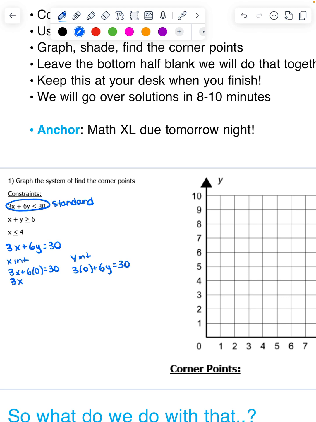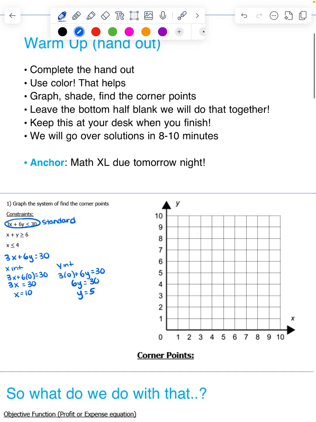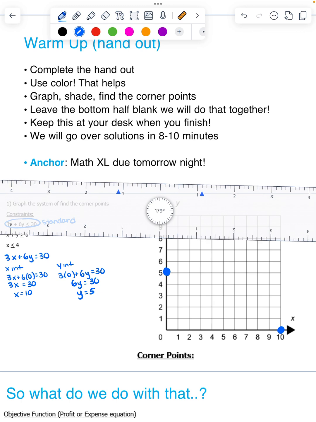So I end up with 3x plus 0, which is just 0, equals 30. And if I divide both sides by 10, I get an x-intercept of 10. And 3 times 0 is 0, and 0 plus 6y is just 6y. And if I divide both sides by 6, I end up with a y-intercept of 5. So over here on my graph, I'm going to make a point on the x-axis at 10 and the y-axis at 5.